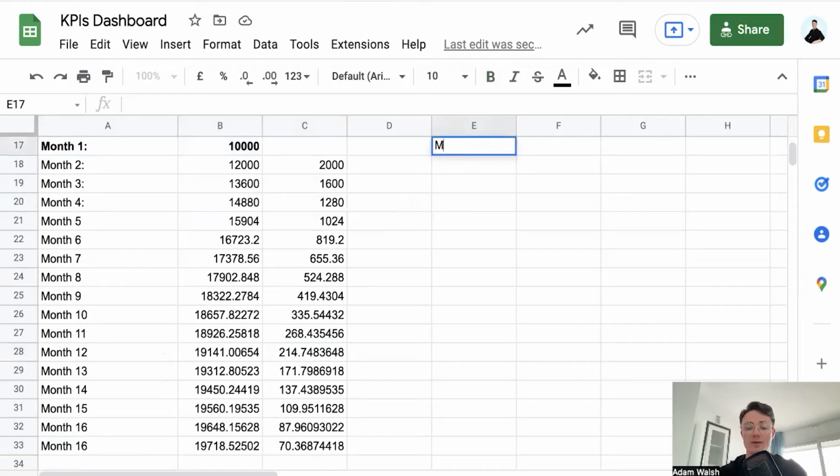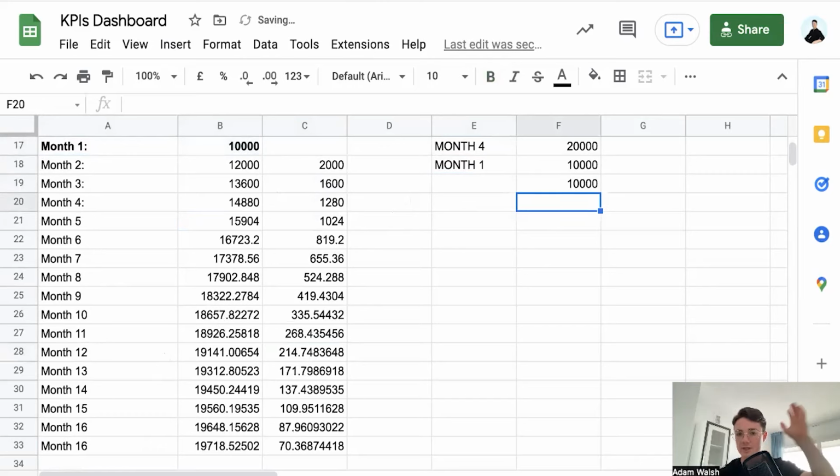Here's how you would do that. Okay. So month 4 is going to be 20,000. Month 1 is only 10,000. So we need to add 10,000 in revenue, but we have a retention rate of 80%. So how many clients do we need to sign?